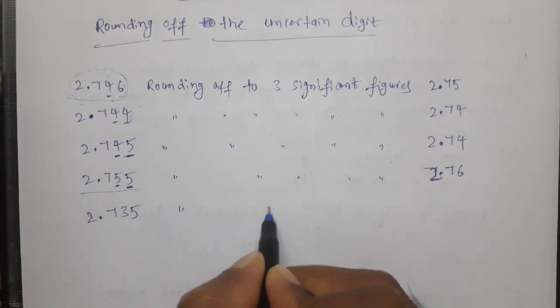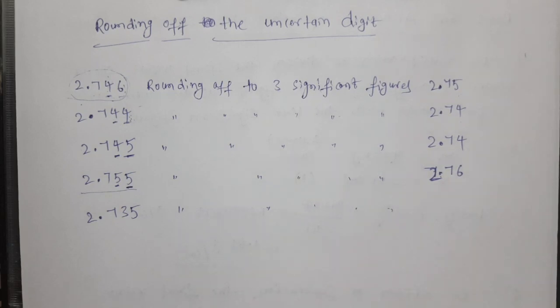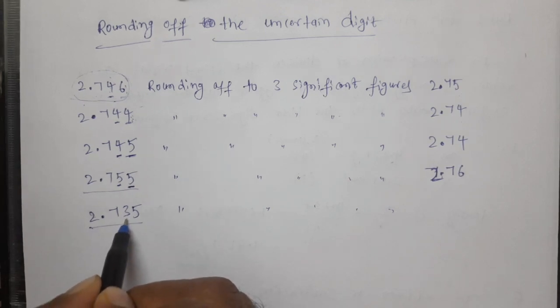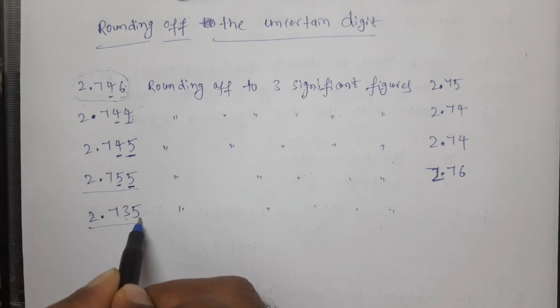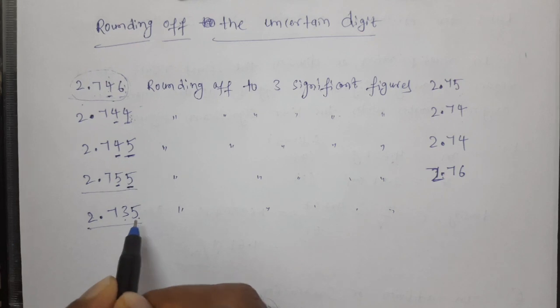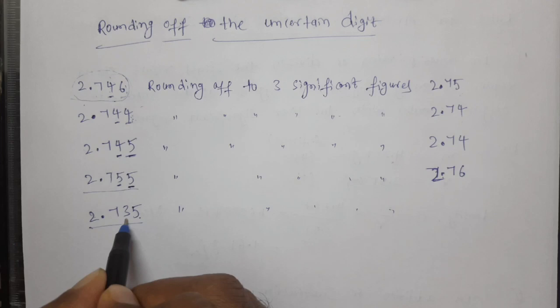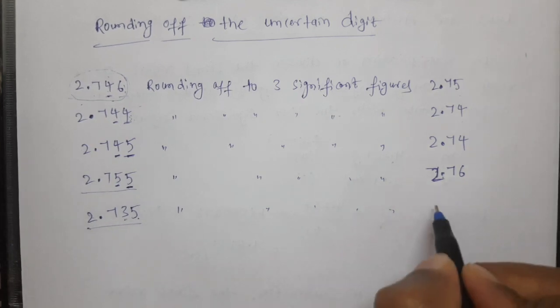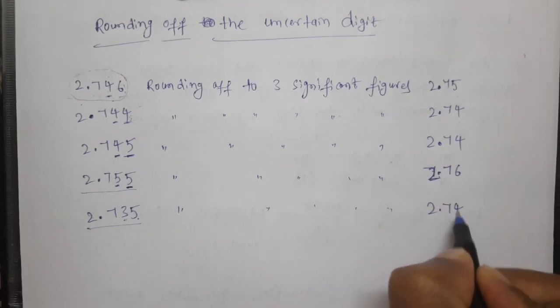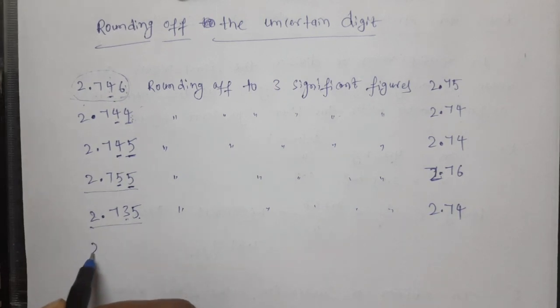I'll tell you another example: 2.735. Again, we want to round off this number to three significant figures. What do we do, guys? We check the fourth digit, whether it is more than 5, less than 5, or exactly 5. It is again exactly 5, right? So if it is exactly 5, we check the third digit, whether it is even or odd. Clearly 3 is, sorry, an odd number, right? So we have to add 1 to the 3. Then we get 2.74.